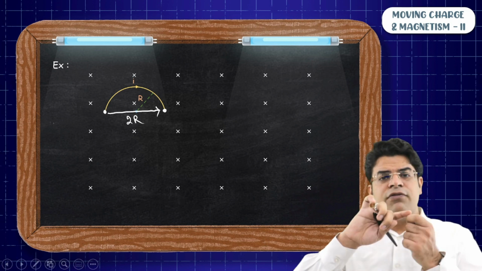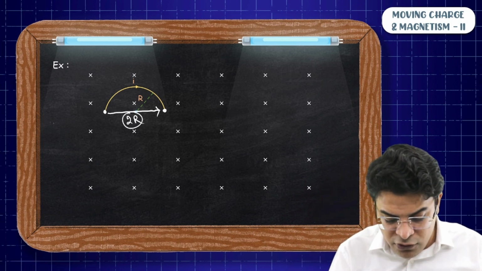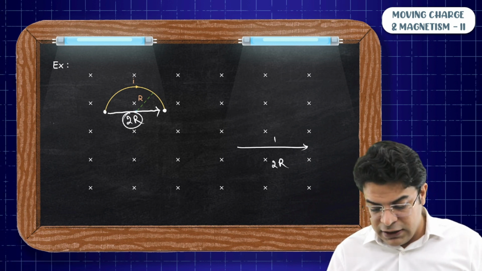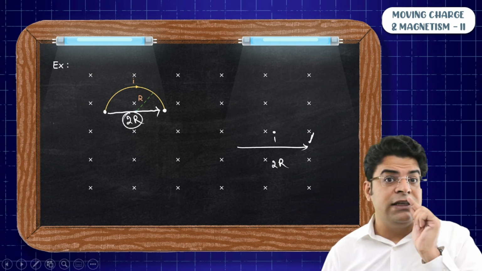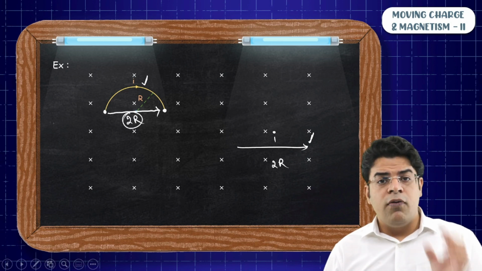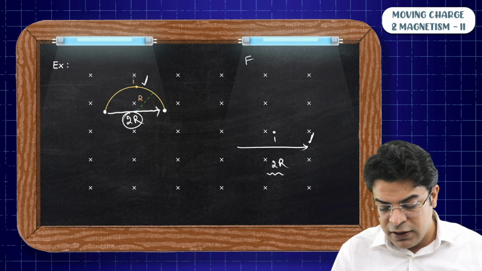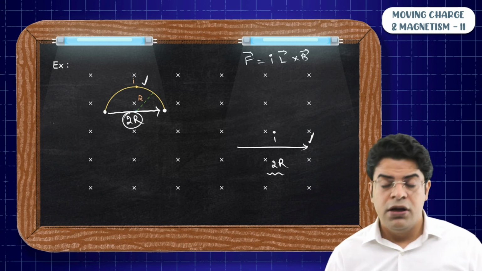And rather than visualizing the force on the semicircle, just visualize the force on a current carrying wire of length 2r carrying a current I this way. Now this single straight wire is the effective equivalent of this semicircular loop. Now what will be the magnetic force on this single wire? So we know that the magnetic force is given by I into length effective cross B.